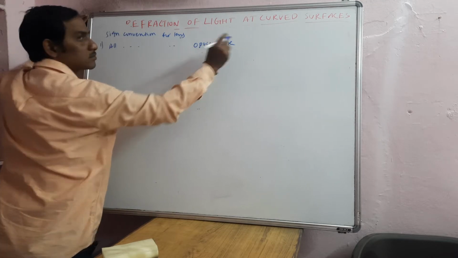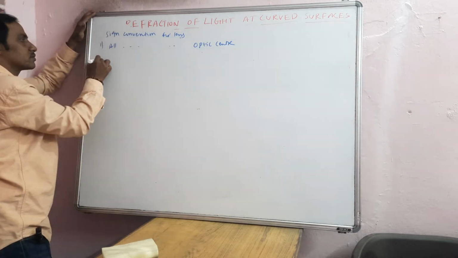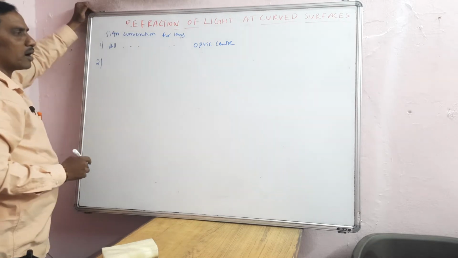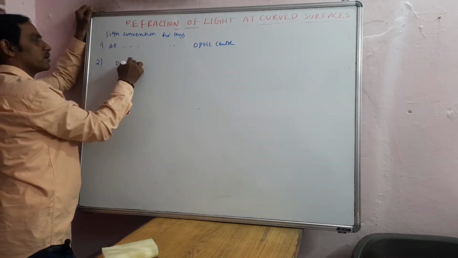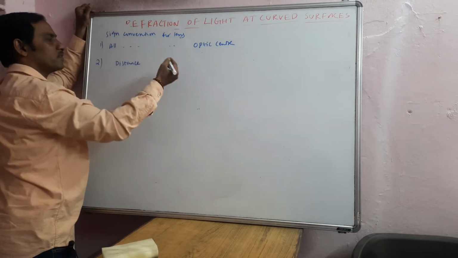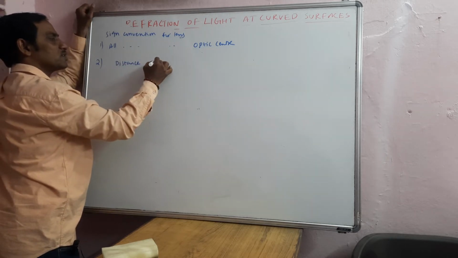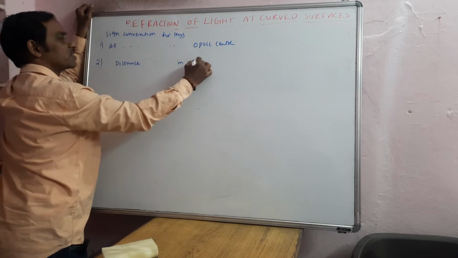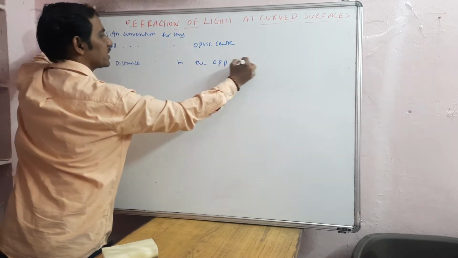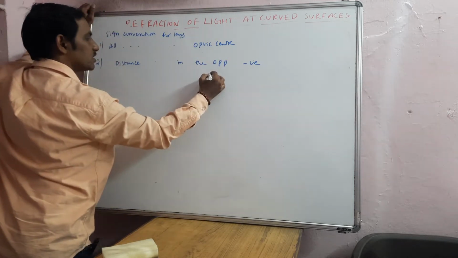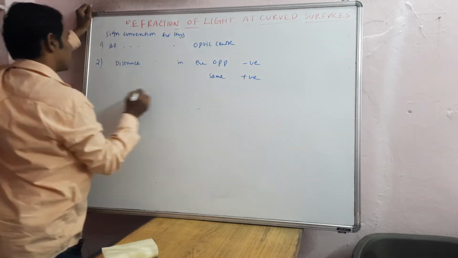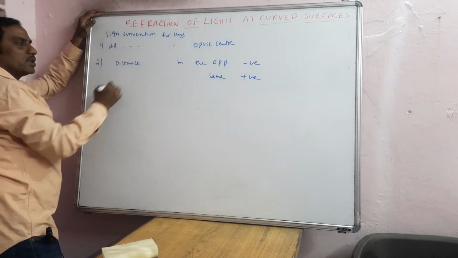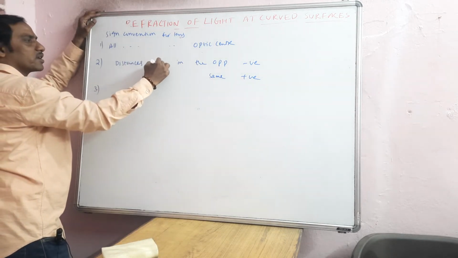And second one, the distances measured in the direction of light ray are taken positive and opposite we will take negative. So distances measured in the opposite direction of light ray, you can take as negative, and the distances measured in the same direction of light ray you will take positive. Okay, so distances measured, all you can write.